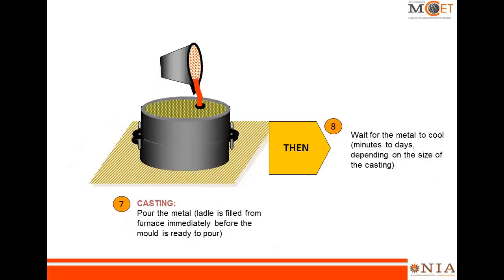Then the next step is pouring, the actual casting process. Molten metal is carried in a ladle, and that is poured into the mold cavity through the runner hole. And once it is fully filled, you have to wait for the metal to cool. Cooling will take many hours to days depending upon the size of the casting. So this completes the sand casting process.